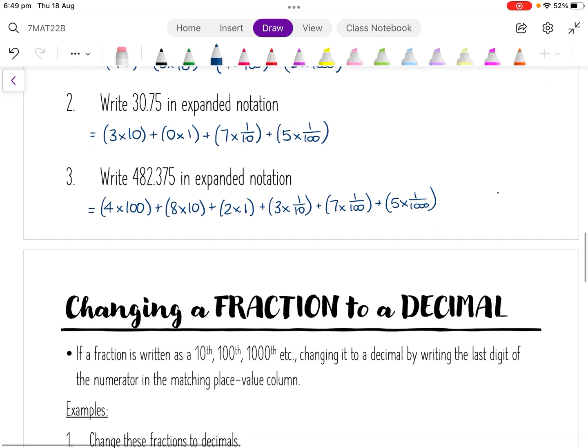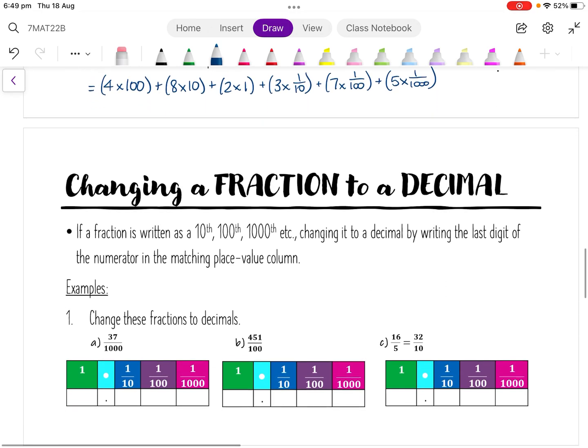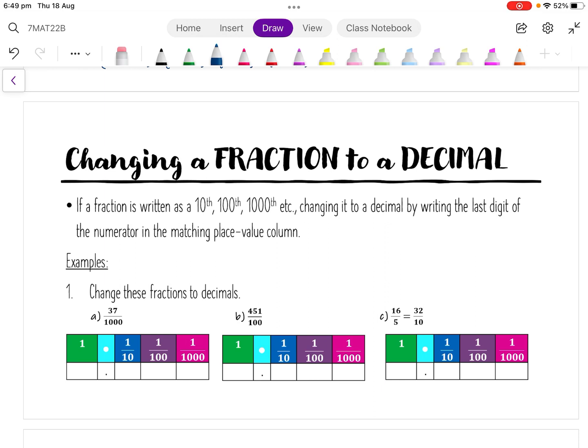What we're going to look at now is how we actually change a fraction to a decimal. So if fractions are written as a tenth, a hundredth, or a thousandth, etc., we can change it to a decimal by writing the last digit of the numerator in the matching place value column, just like what we sort of did with some of those quick questions originally.